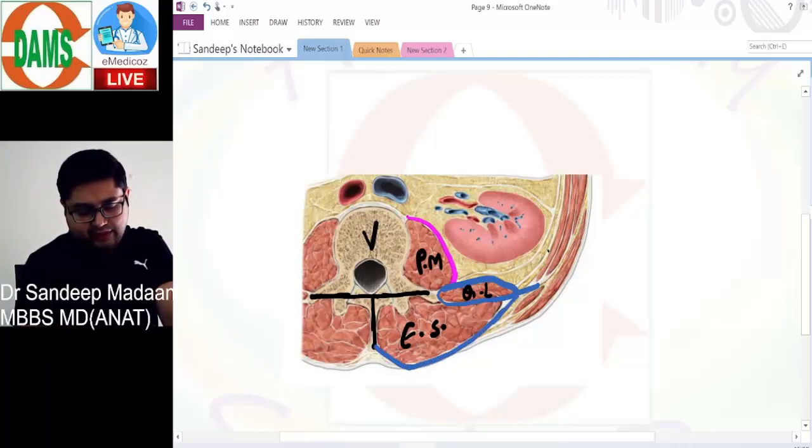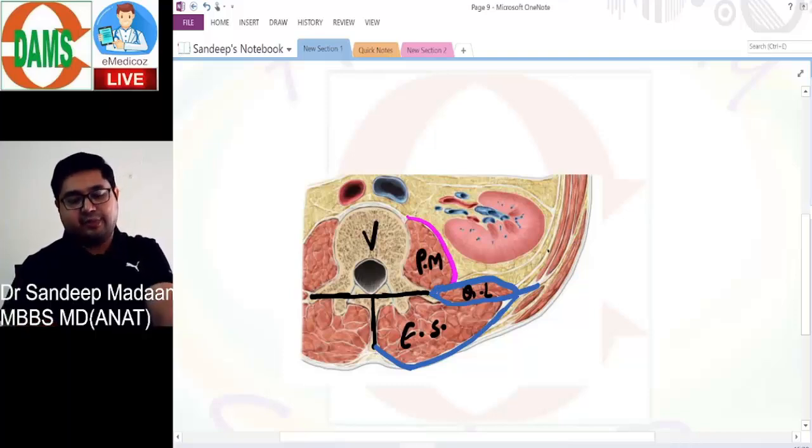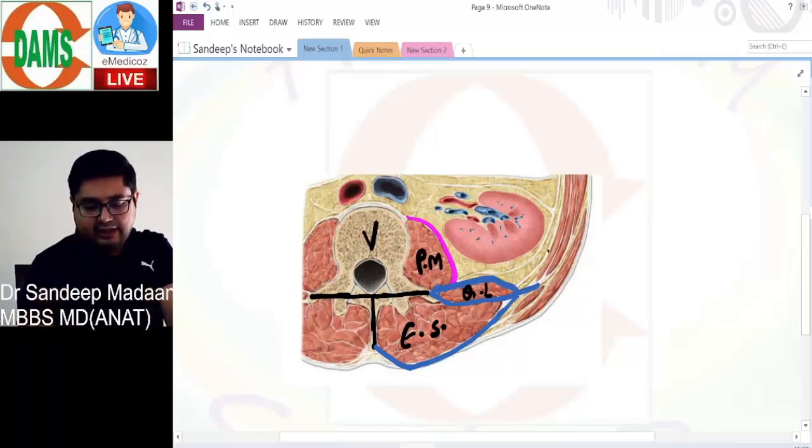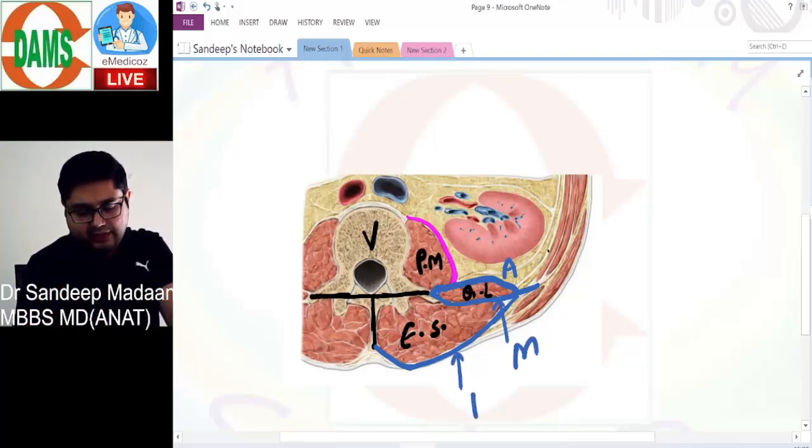Do you appreciate? So this is how it is present. It is attached to the transverse process, and also to the spinous process. And what are the layers? This is the anterior layer, this is the middle layer, and this one is the posterior layer. Three layers of thoracolumbar fascia.